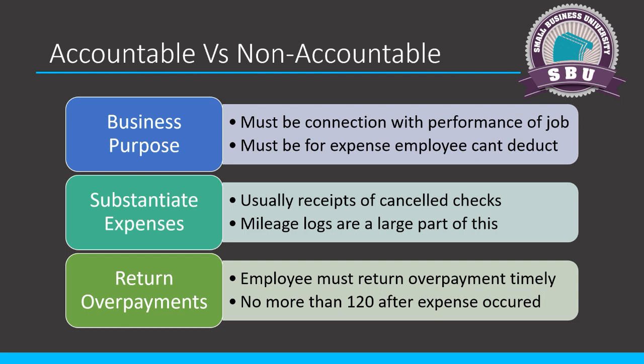This is kind of an easy one, right? It's got to be connected with the business. And we have a very good instinct for what is business related. So that's the first rule. Second, you have to turn in to the business your expense reports with receipts, or at least have them available if they need them. It's called substantiating the expenses.